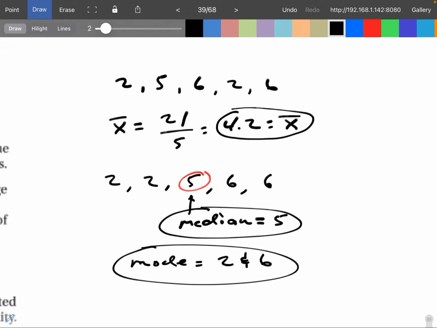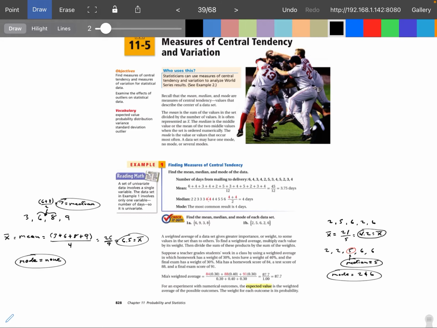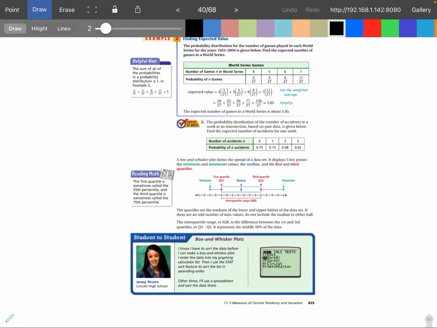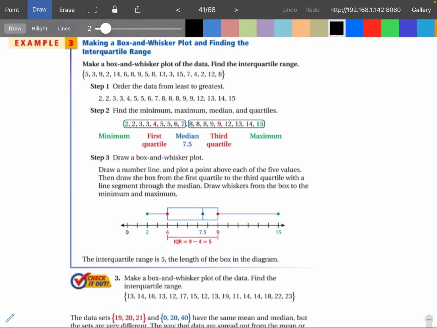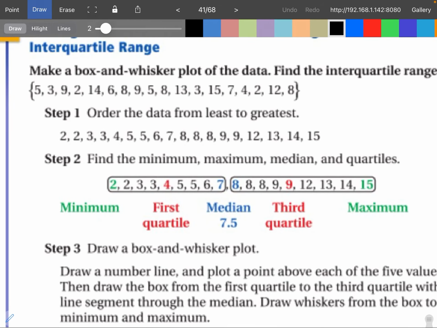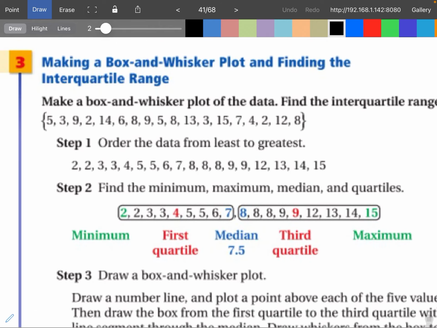Let's go to the next part. So the next one we want to look at is, what do we want to look at here? Let's look at example 3 on page 830. So I'm looking at this one up here. Okay. So what we have to do in this one is we want to make a box and whisker plot, and we want to find the interquartile range.